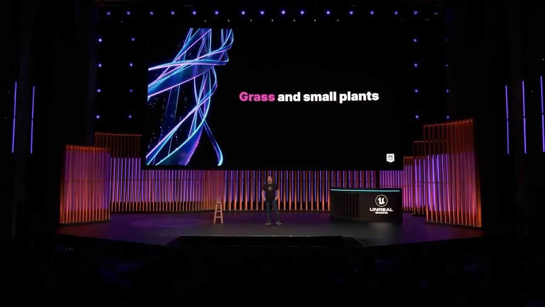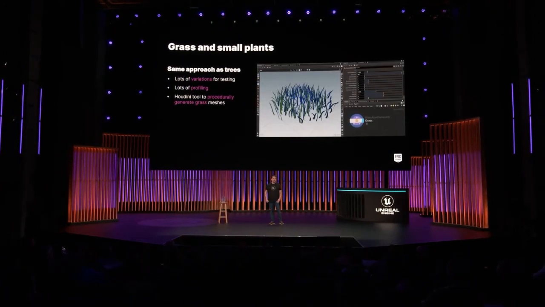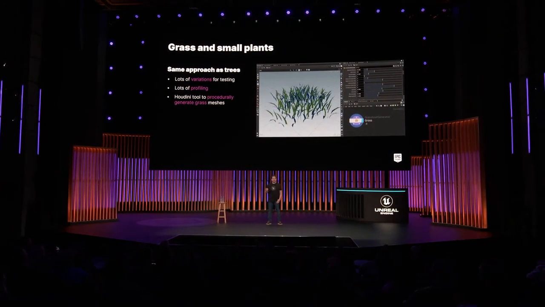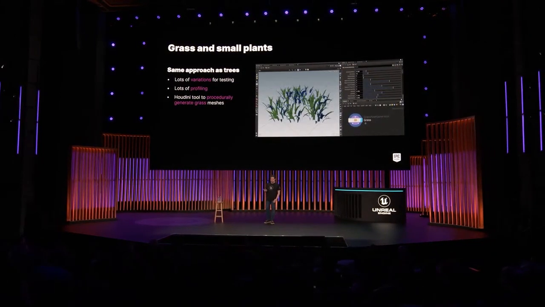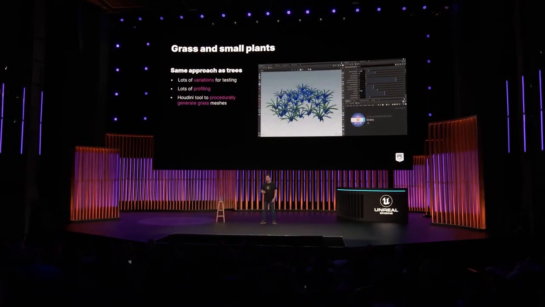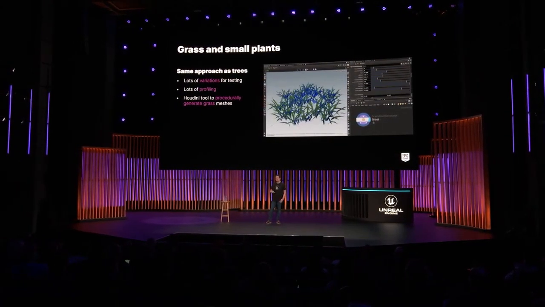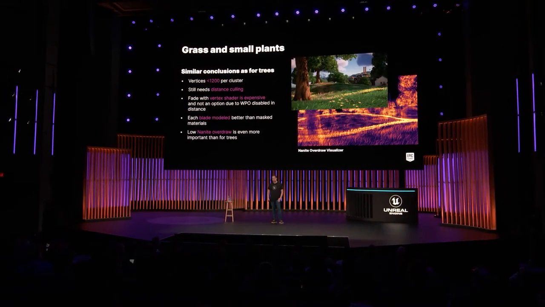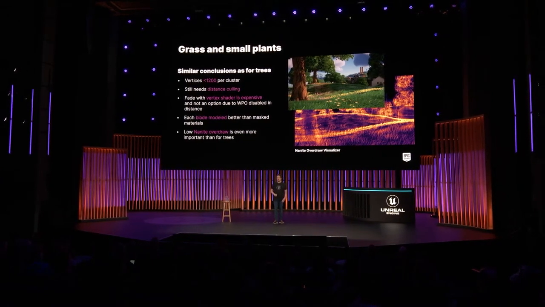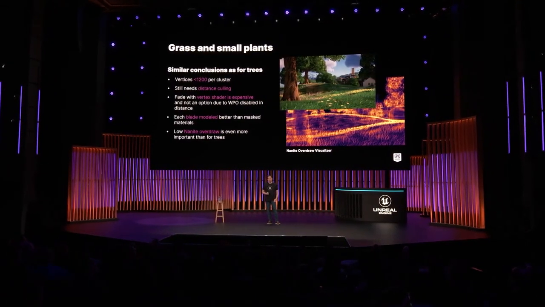Then we moved on to figure out grass and smaller plants. We used the same approach as for our trees. We built lots and lots of variations, and we did a lot of profiling. We had a little Houdini script that let us procedurally generate grass meshes with different details and looks. And we pretty much came to the same conclusions as for the trees. For a grass cluster of about 150 centimeters in diameter, a vertex count of 1,200 verts worked well for us.